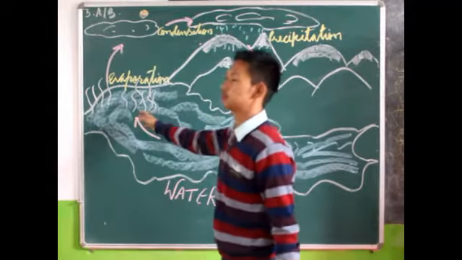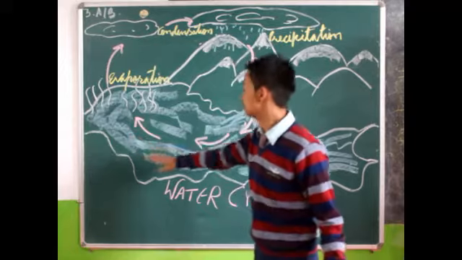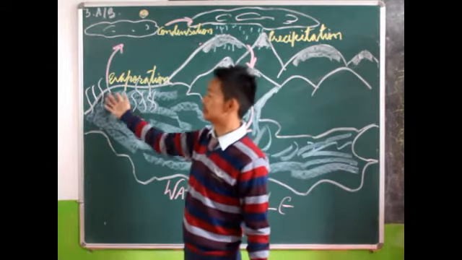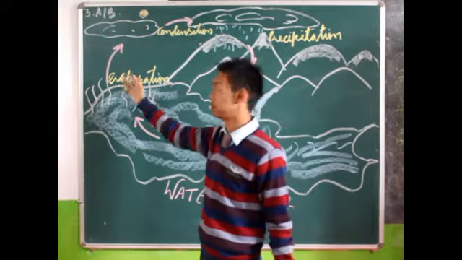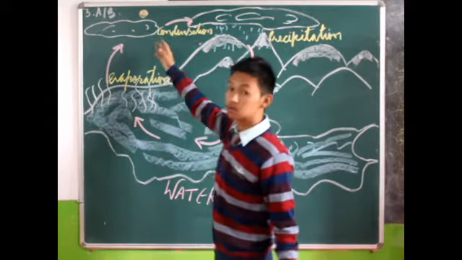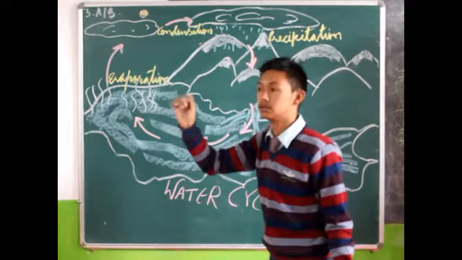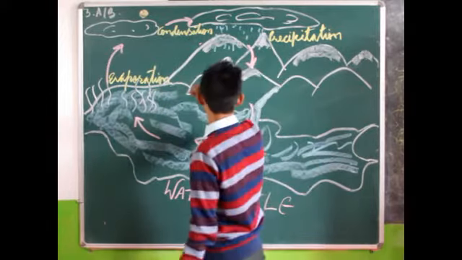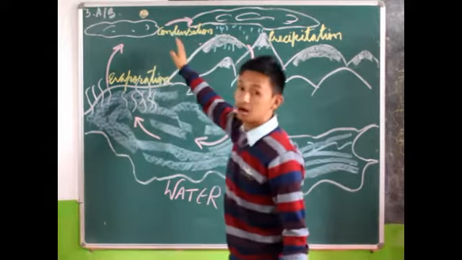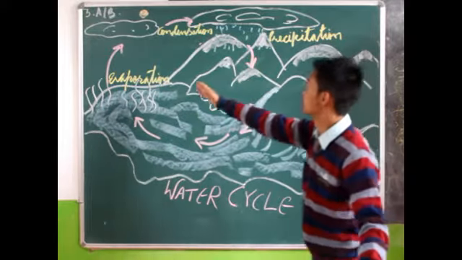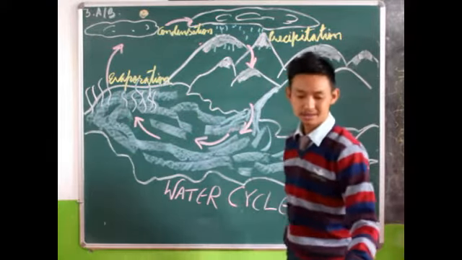First, what happens when the sun heats up the surface of the earth? Then the water heats up and the water vapor rises up, and it slowly cools down and becomes droplets or tiny drops of water, and it forms a cloud there. Okay, these are the two processes. One is evaporation and one is condensation.